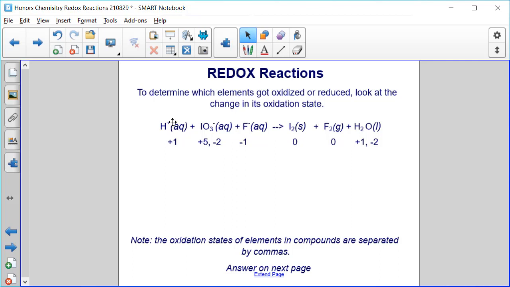So this hydrogen with its +1 charge has an oxidation state of +1. In this IO3- ion, the oxygen as expected is -2, the iodine is +5. Here the fluoride ion is -1. Now on the product side, we have two elements that are in their standard state. So those have oxidation states of 0. And then in this water molecule, as expected, hydrogen is +1 and oxygen is -2. So I've just separated the oxidation states by commas for each of the elements in these compounds.